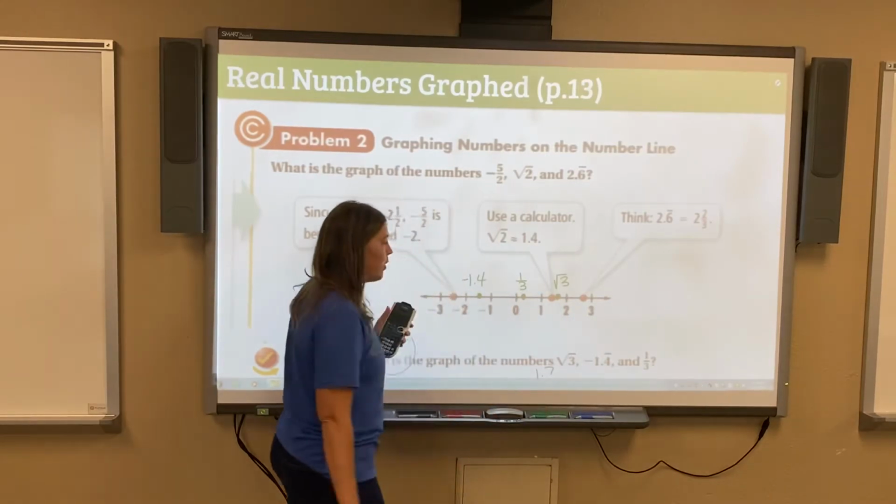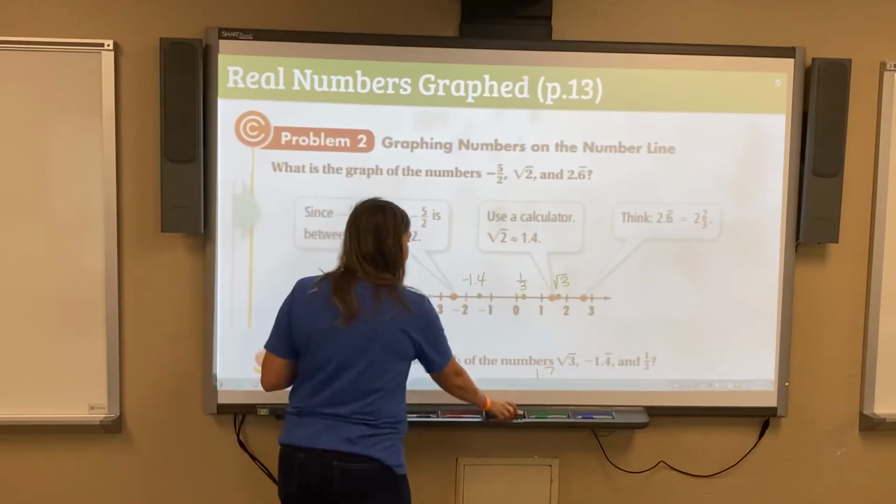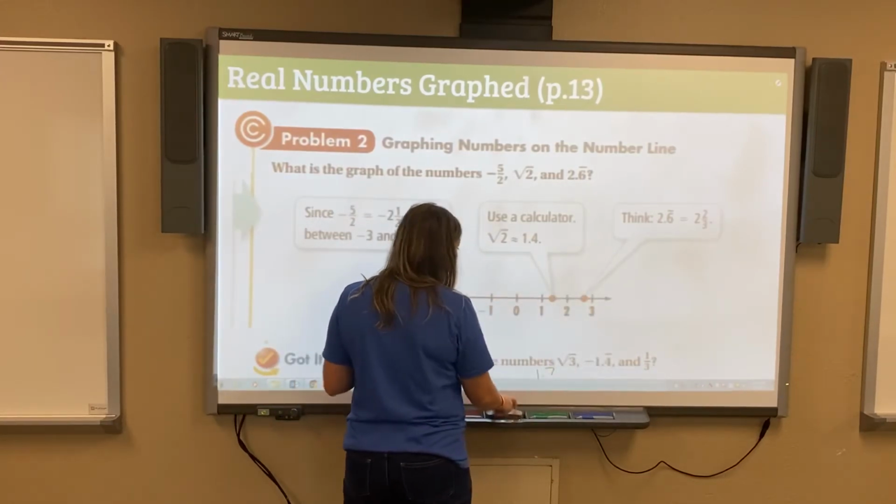Okay, and so that's how we represent things on a number line. This will become really handy whenever we're graphing.